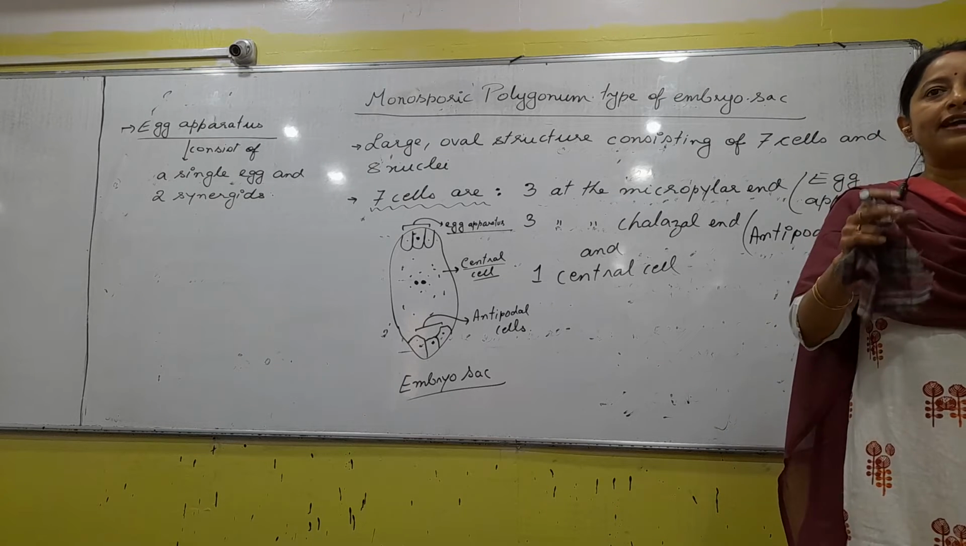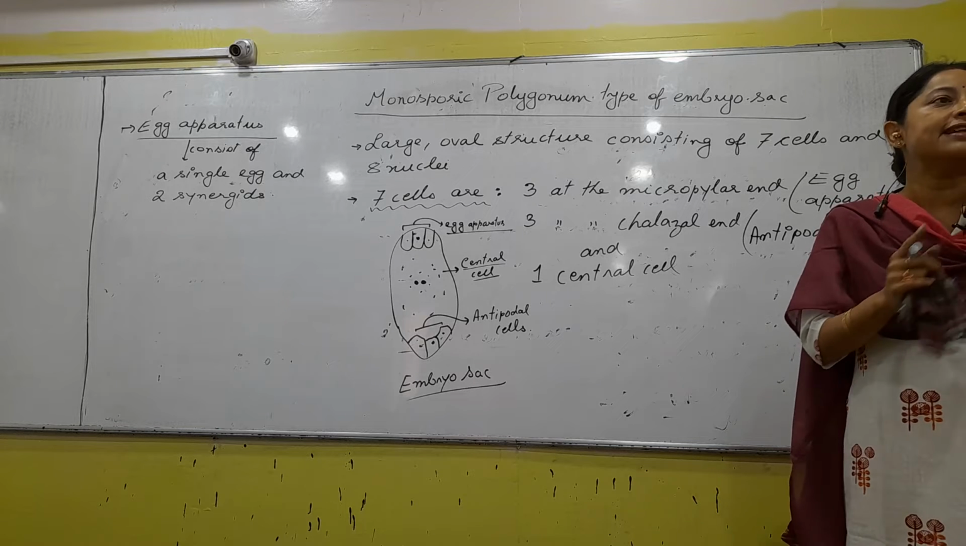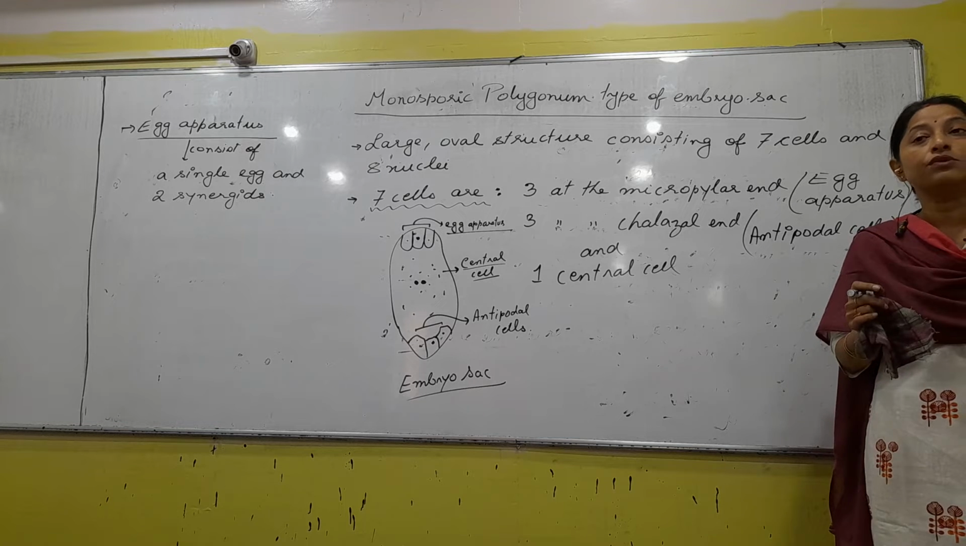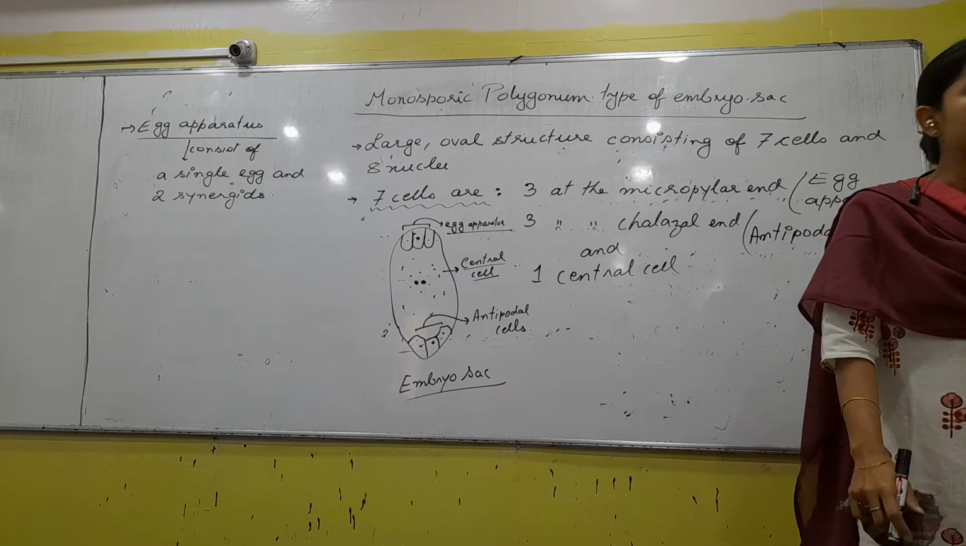Where exactly can you find it? It is inside the embryo sac, or sometimes it comes out of the embryo sac also, because these are thread-like structures. What is the function? It guides the pollen tube towards what? Towards the egg. Right? I think you all remember a word called obturator.